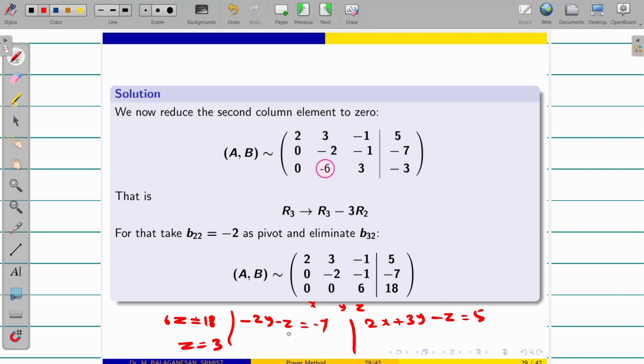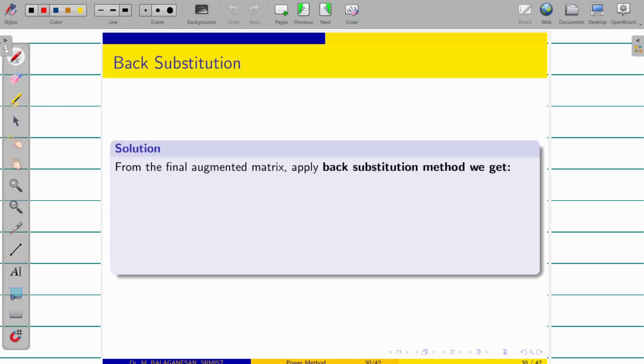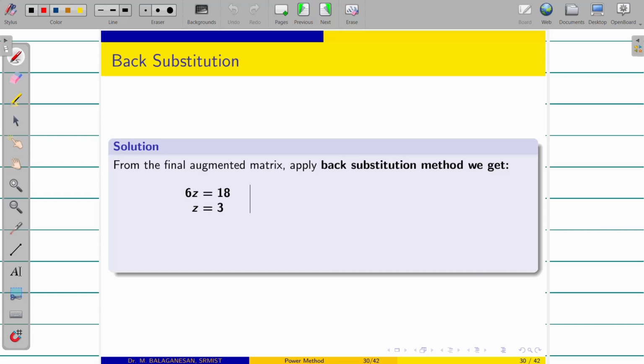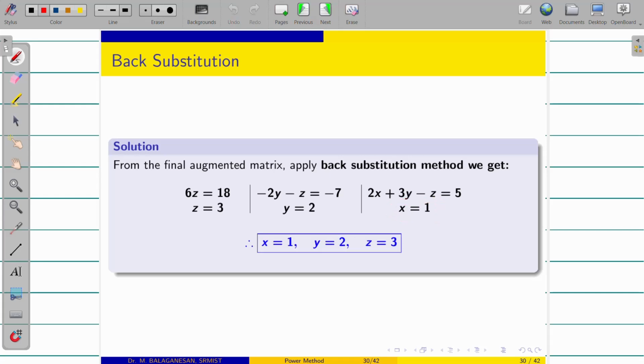Substitute the z value 3 here, I can get the y value. Substitute the y value and z value here, I can get the x value. This is the concept of back substitution. This is what I have done here. I'm getting z equal to 3. From the second one, substituting z is 3, I can get y equal to minus 2. And then 2x plus 3y minus z, the first equation: replacing the y and z values, I can get x equal to 1. So the final answer is x equal to 1, y equal to minus 2, z equal to 3. And easily we can do the cross check.